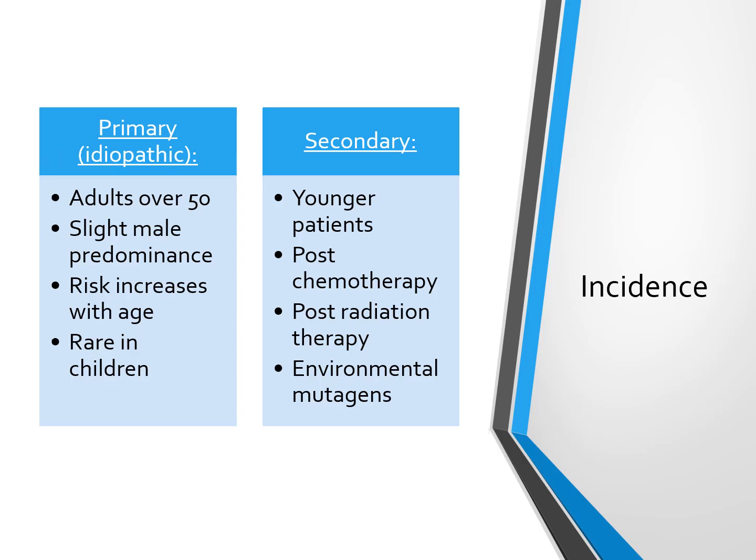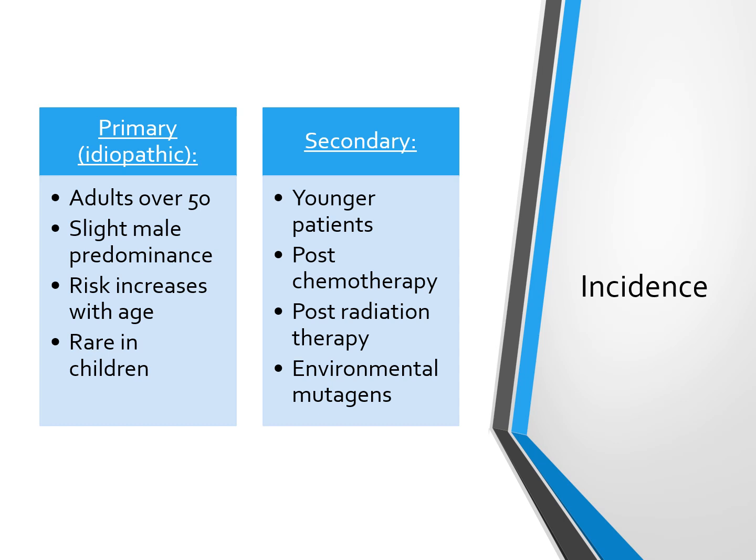So I'm not going to say too much about this slide, but just as a reminder, primary myelodysplastic syndrome is usually idiopathic. There's a slight male predominance. It usually happens in a more mature demographic of people over the age of 50. And then, of course, as we age, our risk increases. We hardly ever see this primary myelodysplastic syndrome in children.